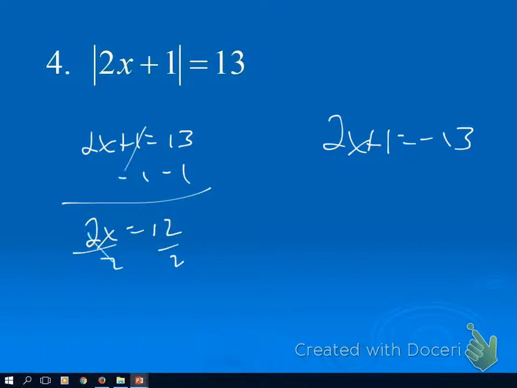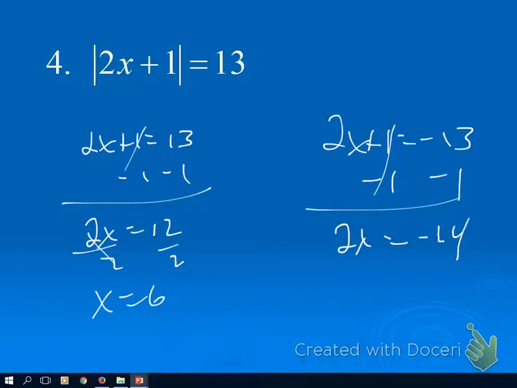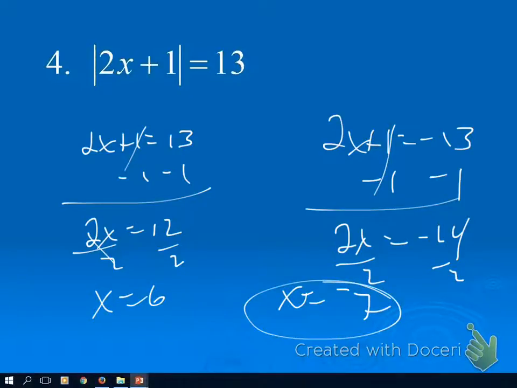Divide by 2 here. X is 6. Subtract 1 here. Divide by 2 here. And x is negative 7. So your two solutions are 6 and negative 7. Okay?